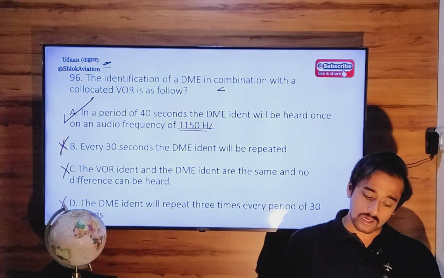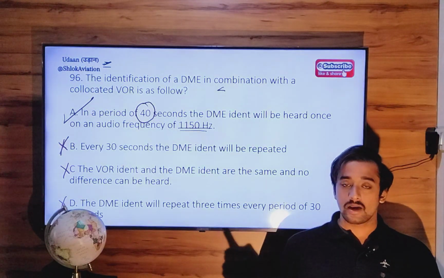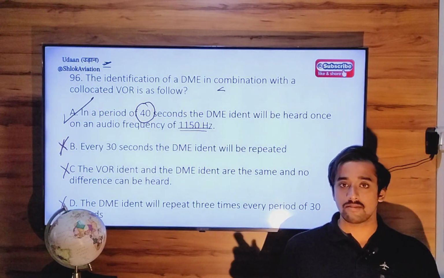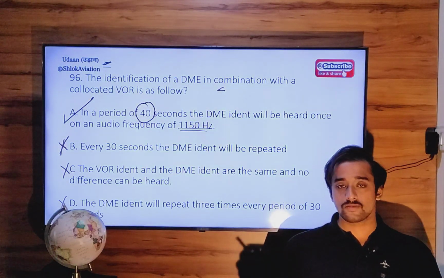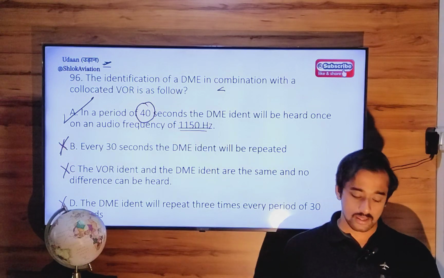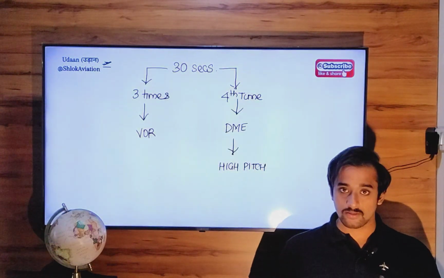Now here it's given 40 seconds, but the real value is 30 seconds. But select option A. In some exams, they give 40 seconds. In some other exams, they give 30 seconds. So this is the answer, and this is the explanation. So remember that.